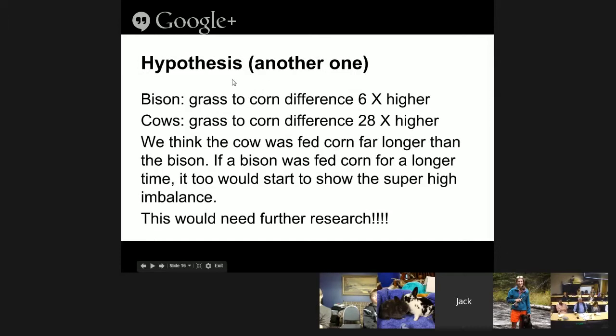Our finding for the bison was that the grass to corn difference was 6 times higher. And for the cows, the grass to corn difference was 28 times higher. We think the cow was fed corn longer than the bison. If a bison was fed corn for a longer time, it too would start to show the super high imbalance. This would need further research.